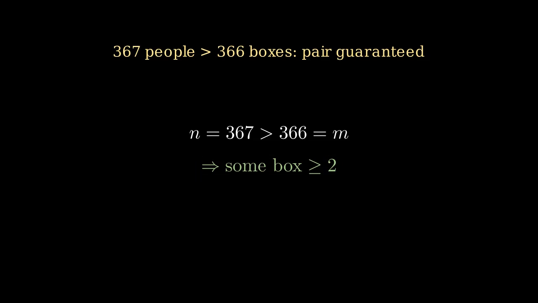than 366. By the pigeonhole principle, since we have more people than available birthday slots, at least one box must contain at least 2 people, meaning at least 2 people are guaranteed to share a birthday. Proof complete. Notice this is a pure existence proof. It doesn't tell you which 2 people share a birthday, only that some pair definitely must.